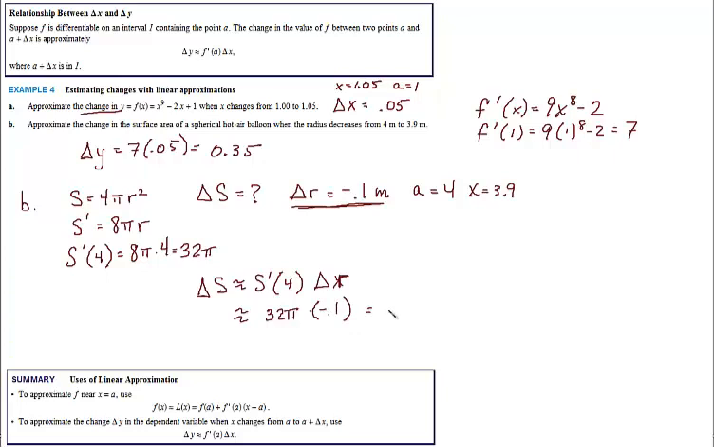and this is going to give me, if I crunch it on the calculator, negative 10.05 meters squared. So if the radius goes down by 0.1 meters, the surface area goes down by about 10 meters squared. Now that's when this hot air balloon's radius is near about 4. So it doesn't apply if I'm talking about it at 1 or at 10.